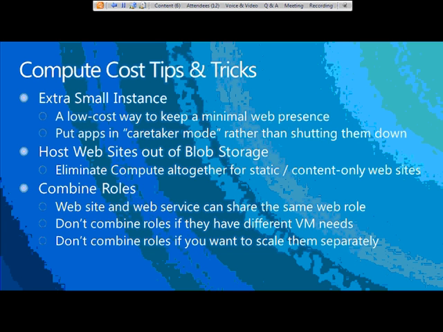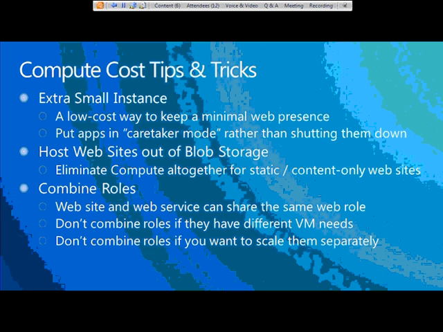Now, if you've got websites to host and they happen to be static or content only, if they don't have any kind of server-side logic or storage needs, it's actually possible to host those out of blob storage rather than in the compute service. If you look at the compute service, a small instance, minimum of two instances for high availability, it's $187 a month plus charges for bandwidth and storage. Blob storage, a couple dollars a month. So it's compelling for that use case where your website is static.